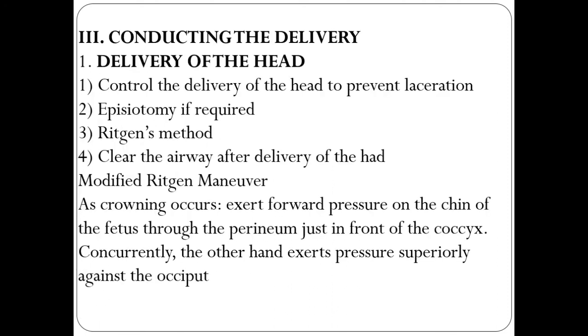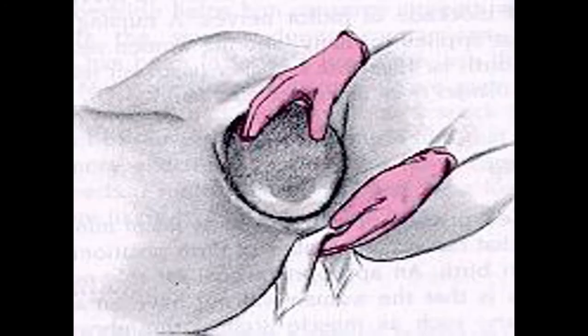During the delivery of the head, we will do certain actions in order to assure that there are no complications over the perineum, especially perineal tear. We have to do what's called Ritgen's maneuver and episiotomy. In fact, Ritgen's maneuver appears in this slide. One hand is pressing the fetal head in order to maintain flexion.